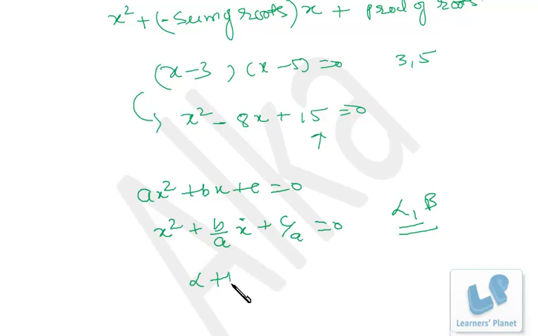That means alpha plus beta, that is the sum of the roots, is the coefficient of x with a negative sign. The product of the roots, alpha beta, is the constant term. So if you have the equation, you can get the roots. If you have the roots, you can get the equation.